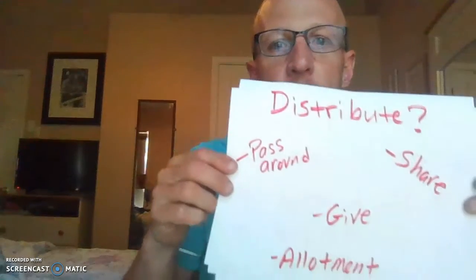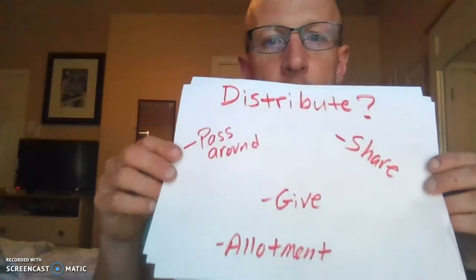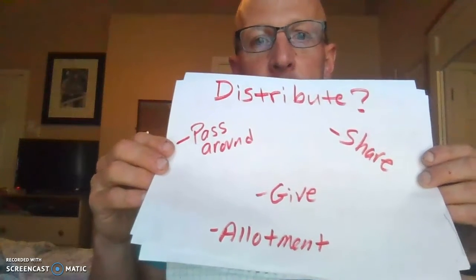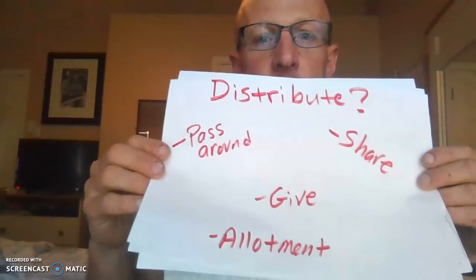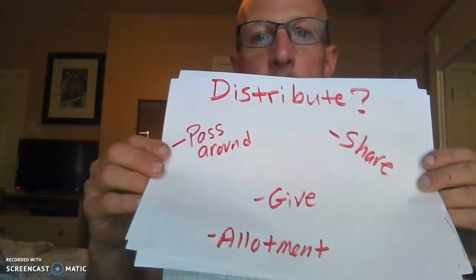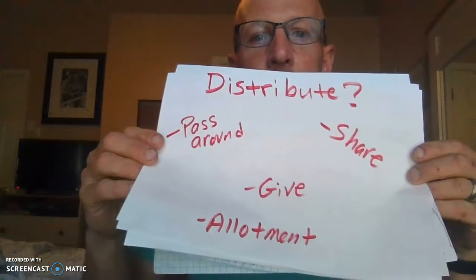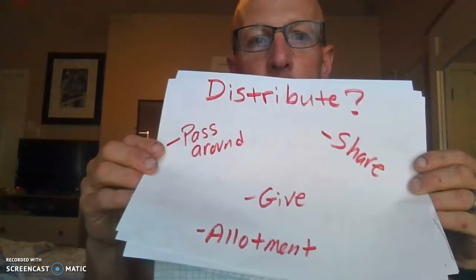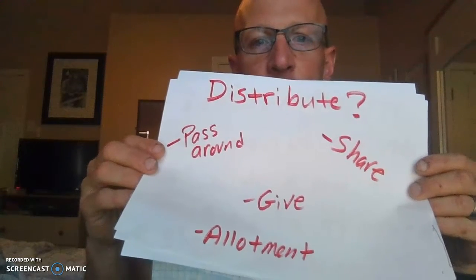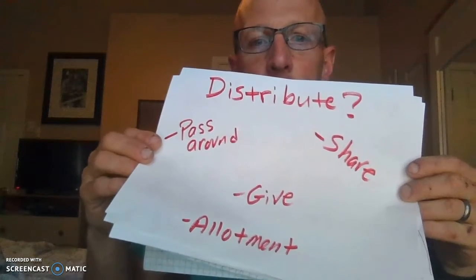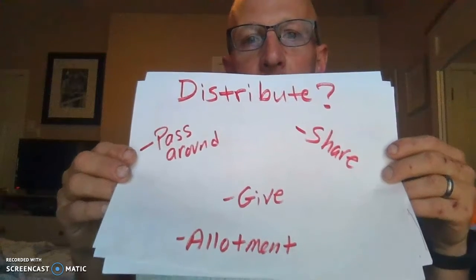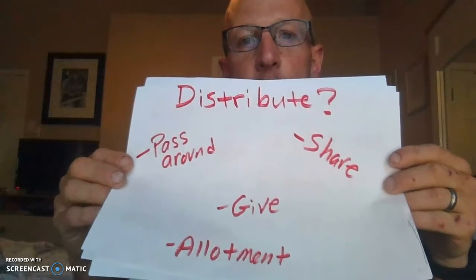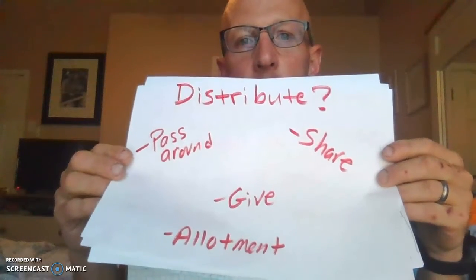So when we show distributive property, we're talking about sharing, passing around, giving, providing an allotment. So in class, I might ask you guys to think about some ideas about what you know about distributing. And that can help us remember that with numbers in the distributive property, we are passing around or sharing one number over another using multiplication. And then we can add those values together. So it's the distributive property of multiplication over addition.